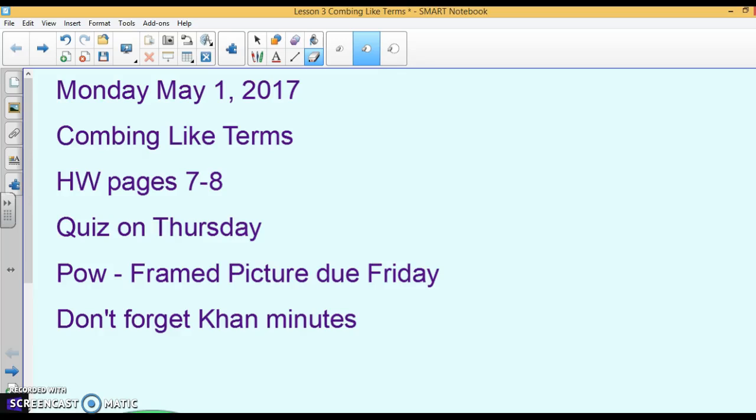So this is going to be lesson 3 in our solving equations unit. It's going to be on combining like terms. Your homework will be pages 7 to 8.